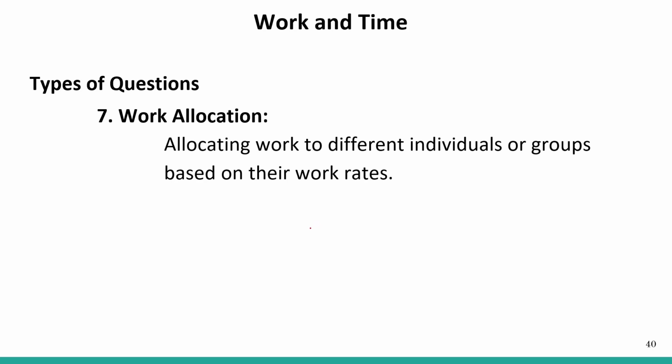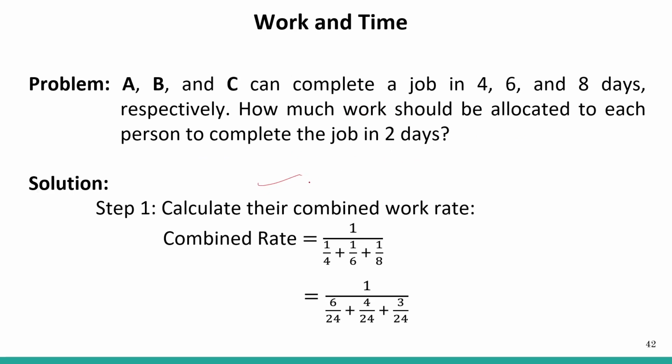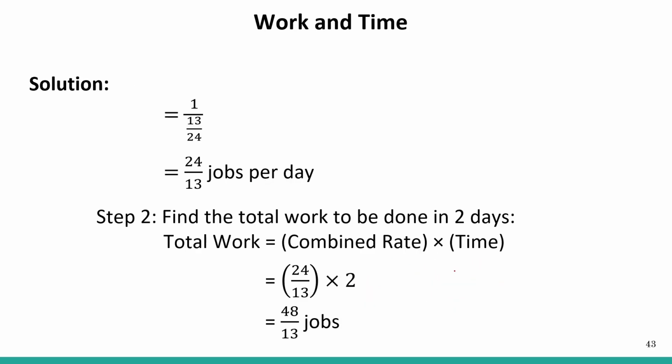So let's see the seventh kind of question, that is work allocation. Allocating work to different individuals or groups based on their work rates. So A, B and C can complete a job in 4, 6 and 8 days respectively. So how much work should we allocate to each person to complete the job in 2 days? So calculate their combined work rate, that is 1 by 4 plus 1 by 6 plus 1 by 8, that is equal to 24 by 6 plus 4 plus 2. So this is 13, so 24 by 13 is the correct answer. 24 by 13 jobs per day.